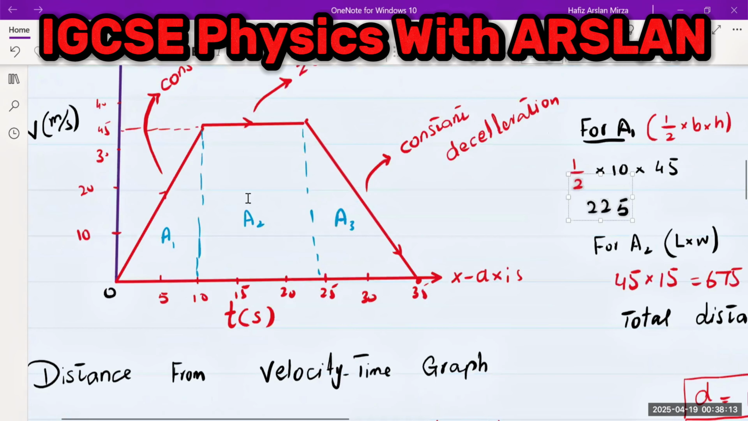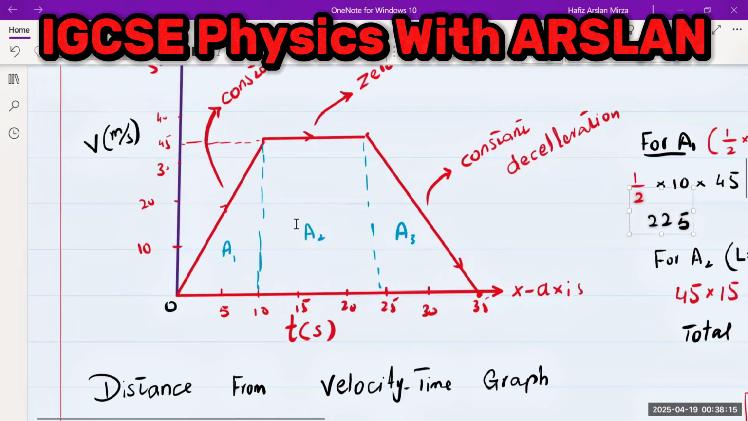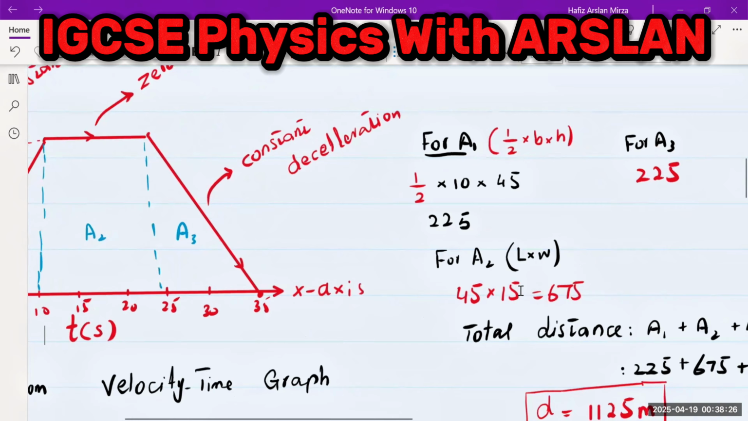For the A2 rectangle, you know the area is length times width. So 25 minus 10 is 15, so the width is 15, and the length is the same, 45. So 45 times 15 is 675.